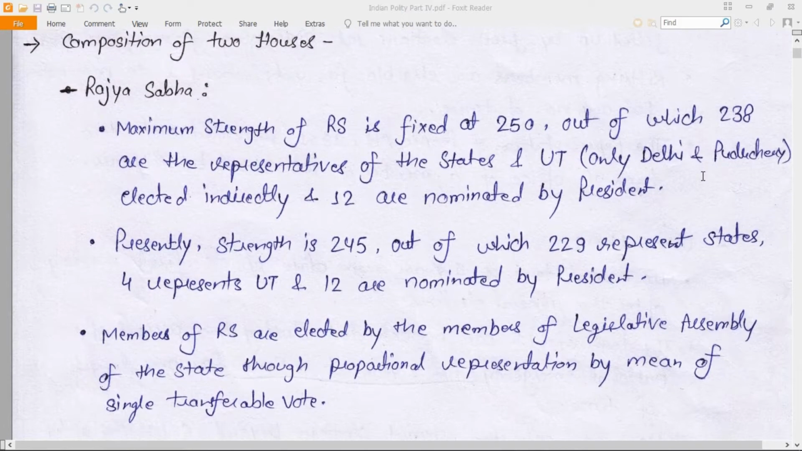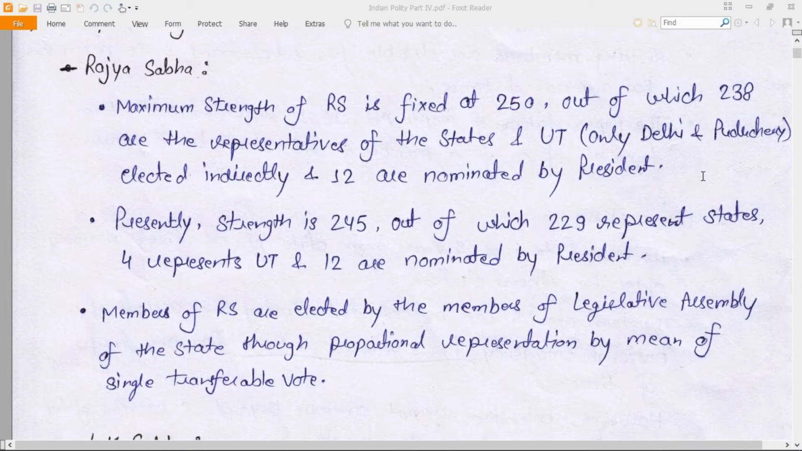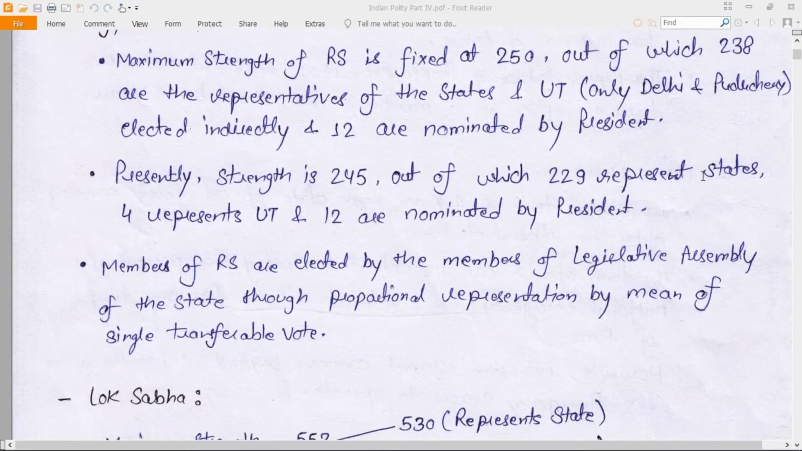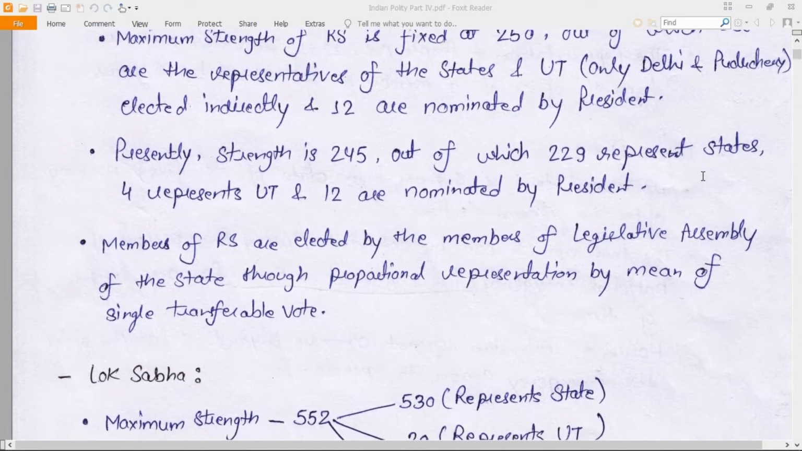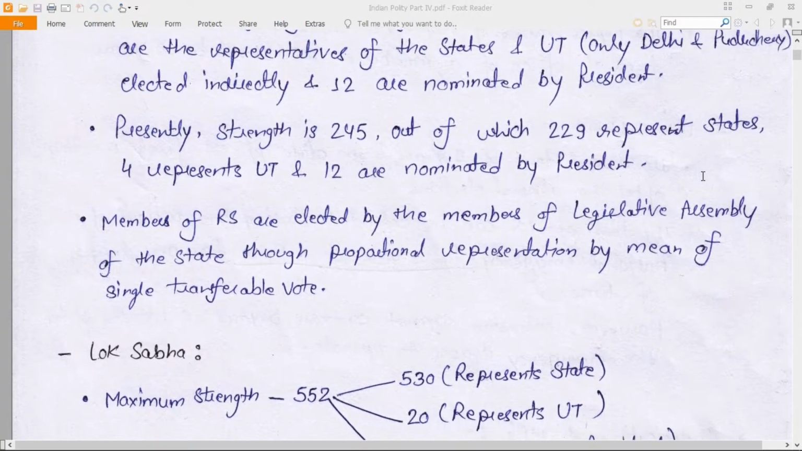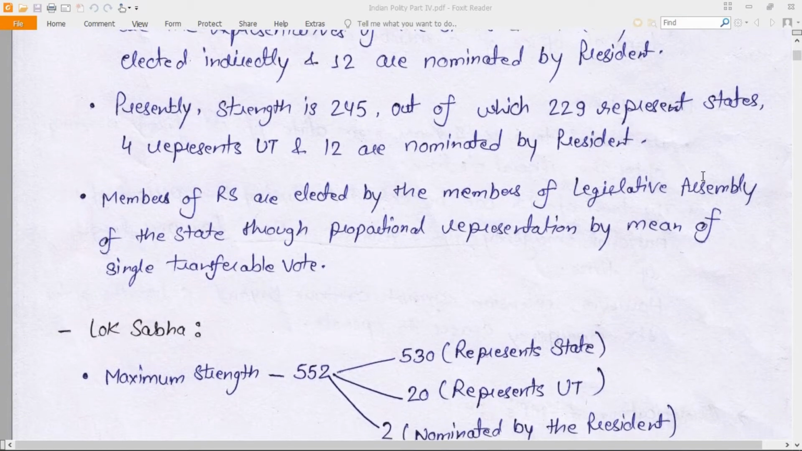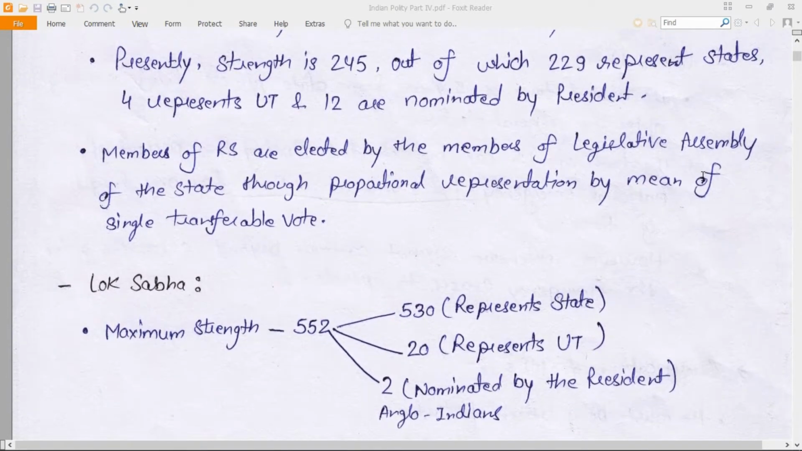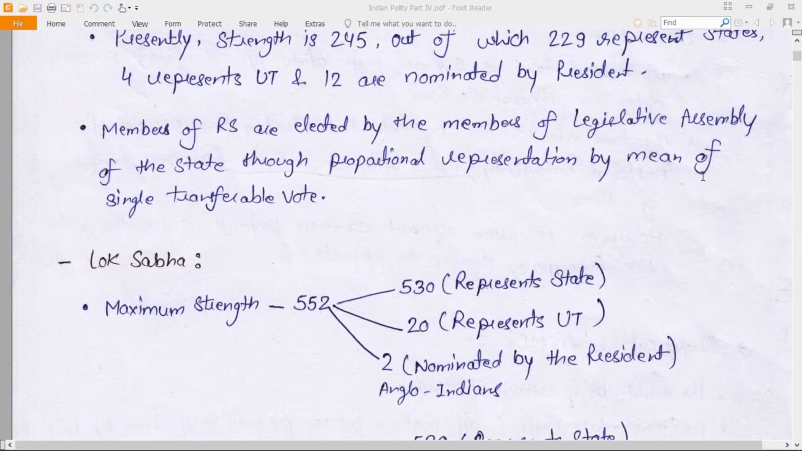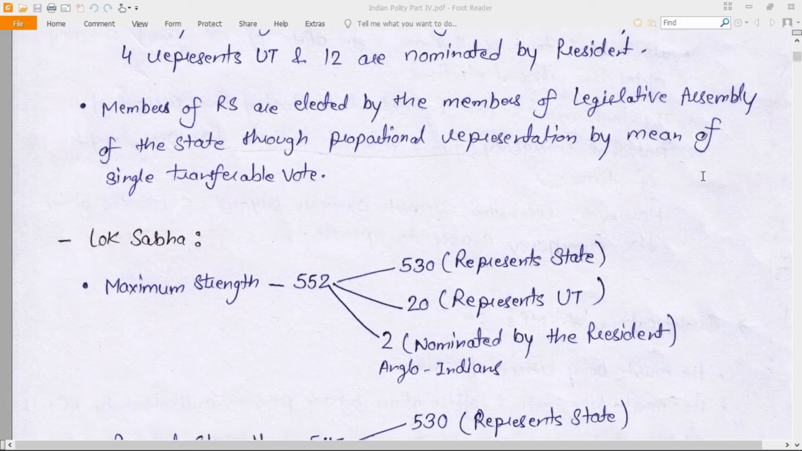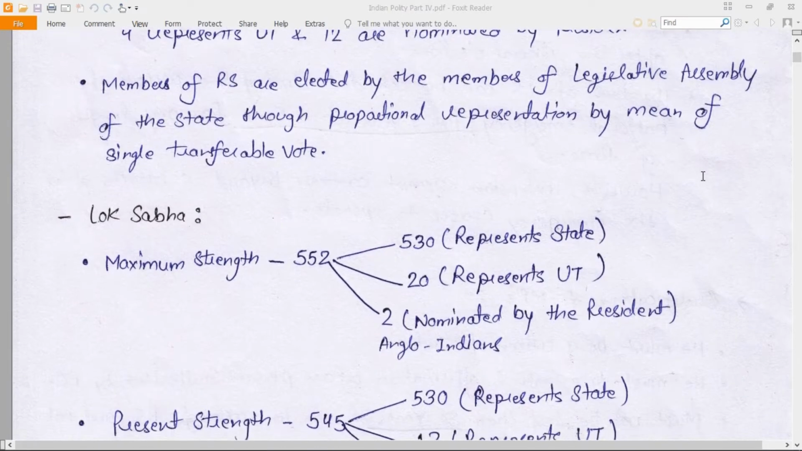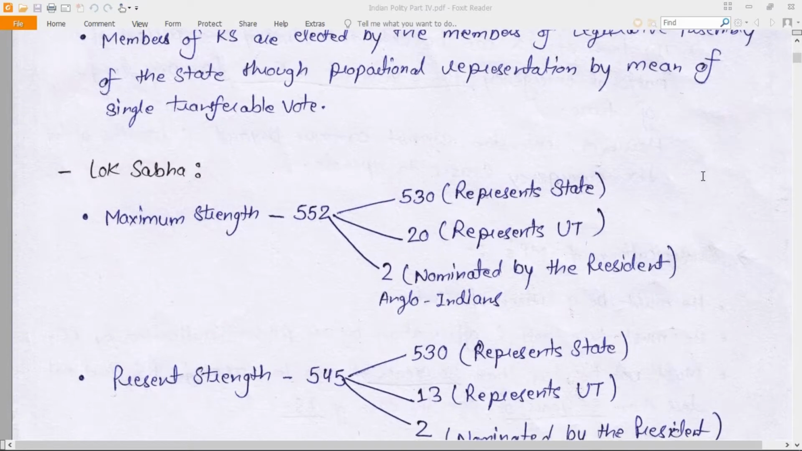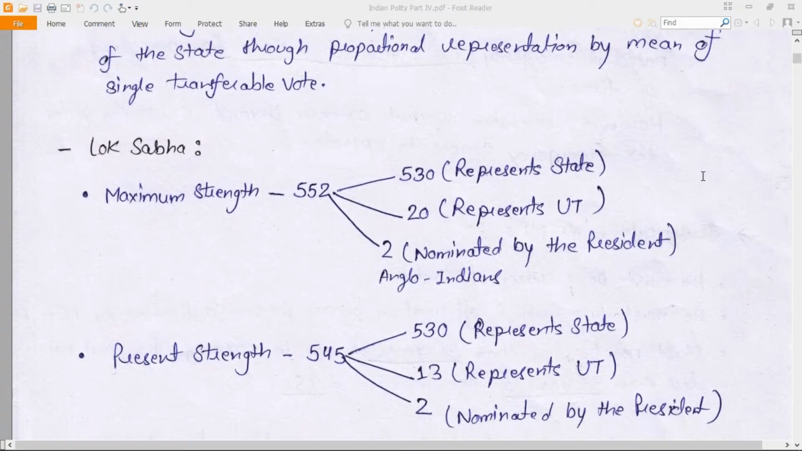Now, Rajya Sabha. The maximum strength of Rajya Sabha is fixed at 250, out of which 238 are representatives of the states and union territories, only Delhi and Pondicherry, elected indirectly, and 12 are nominated by the President. Presently, the strength is 245, out of which 229 represent states, 4 represent union territories, and 12 are nominated by the President. Members of Rajya Sabha are elected by the members of the Legislative Assembly of the state through proportional representation by means of single transferable vote.